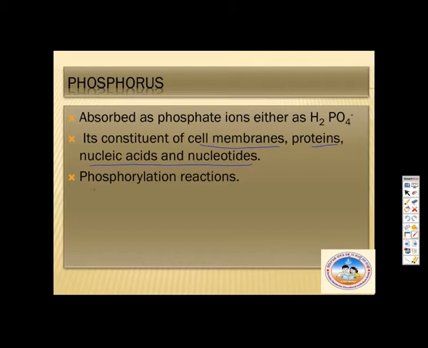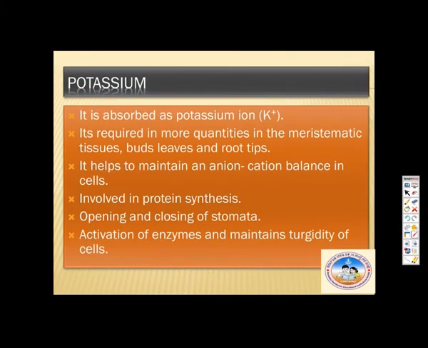Basically nitrogen, the next one was phosphorus, the next one is potassium. It is absorbed as potassium ion. It is required in larger quantities by meristematic cells, like the root tip and shoot tip. It helps to maintain the anion-cation balance, is involved in protein synthesis, helps in the opening and closing of the stomata, and also maintains the turgidity of the cells. Remember these points. Okay, moving ahead.